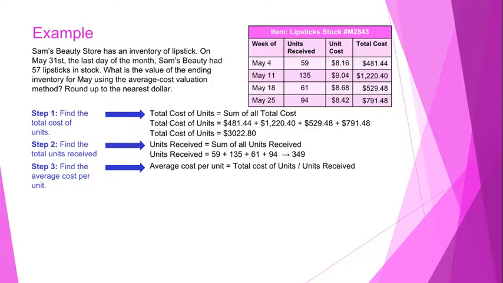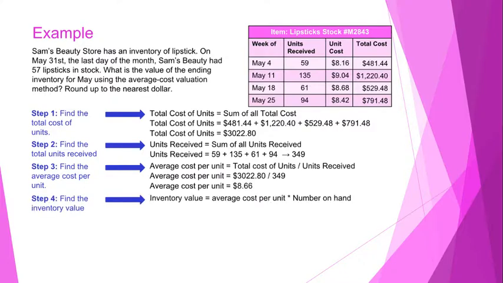So now step 4 is finding the inventory value. To find the inventory value, we're taking our average cost per unit, which is what we just solved for, times the number that we have on hand. So if we look back at our example, it says on the last day of the month they have 57 lipsticks in stock. So we're going to take our average cost, multiply by 57, and we get $493.62.